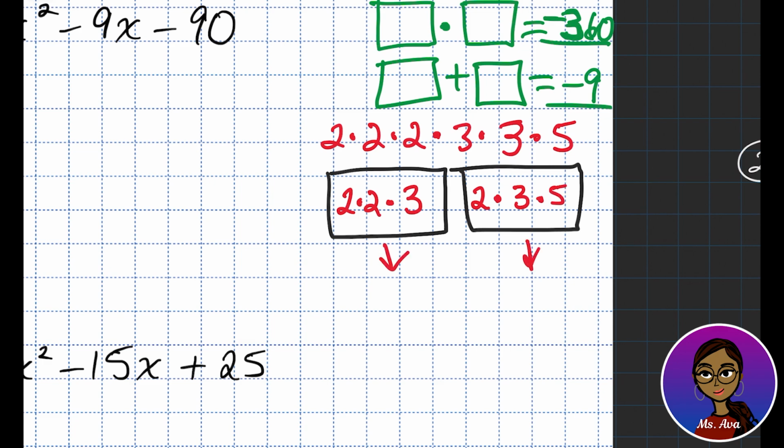And then what will we get? Like what are each of these numbers when you multiply them out? What's this going to be? So that would be 2 times 2, which is 4, and then times 3 is 12. Awesome. And then the next one? This one is going to be 6 times 5, so 30. Yes. And so these are two options, two factors that we're looking at. Is there any way to add or subtract a 12 and a 30 to get a negative 9?